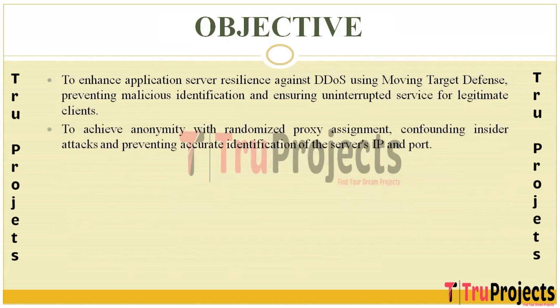Anonymizing the server is a critical objective achieved through randomized proxy assignment. This strategic approach confuses potential insider attacks, making it difficult for adversaries to accurately identify the server's IP and port, significantly improving overall security.